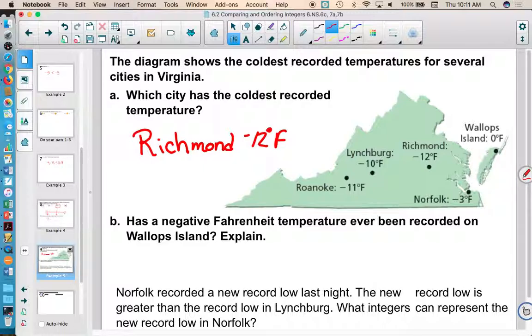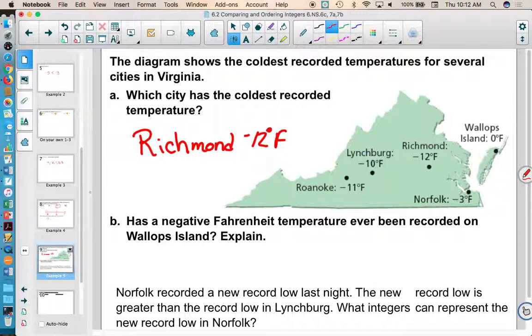Has a negative Fahrenheit temperature ever been recorded on Wallops Island? Look at your map. Has a negative temperature ever been recorded at Wallops Island, and you gotta be able to defend it? You should be on this page, Wallops Island, and answering those questions. We're doing a little bit of social studies here.